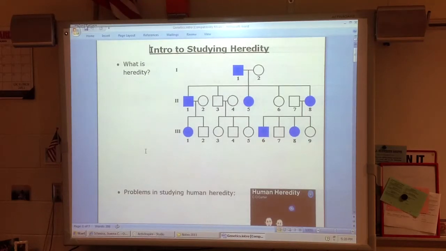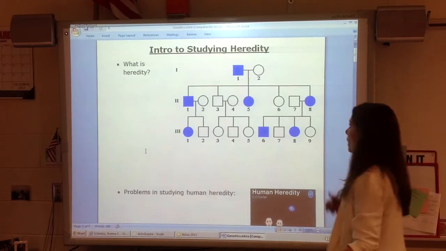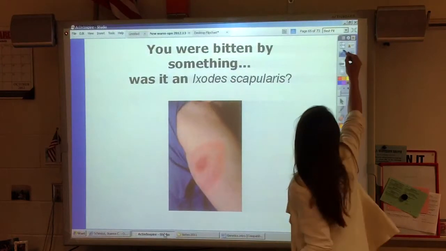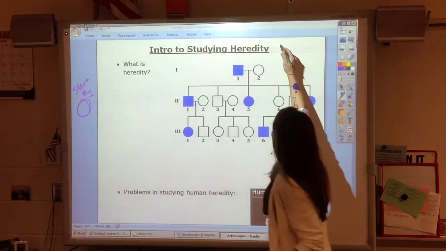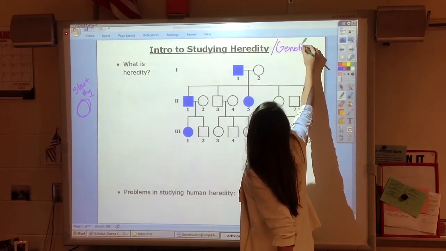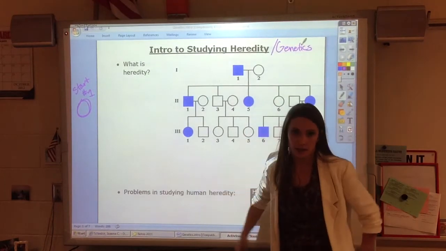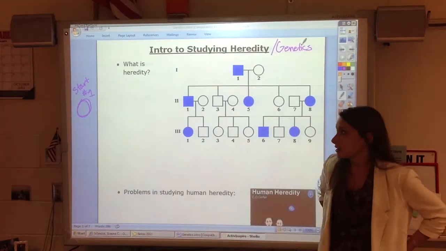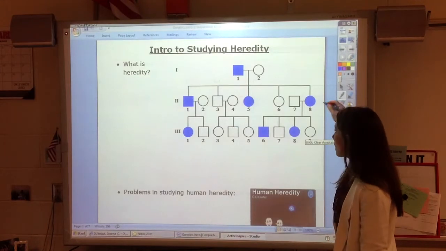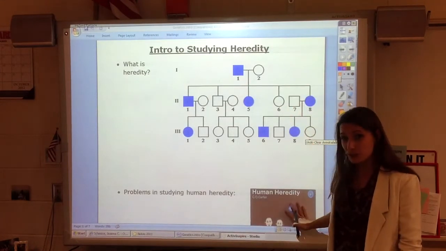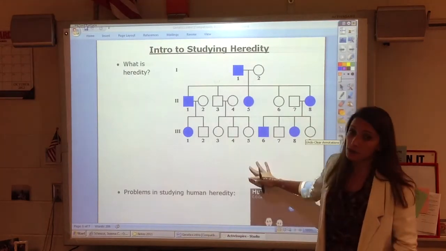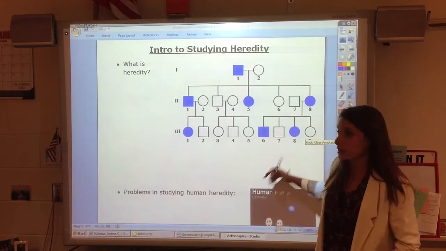We are starting Unit 5, which is a unit on heredity. This unit is actually also called genetics. And this unit is sometimes done in a different order. So for example, sometimes this unit is taught after DNA and protein synthesis. Sometimes this unit is taught, like we're doing it, before DNA and protein synthesis.